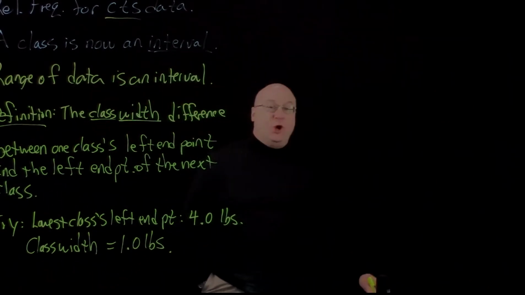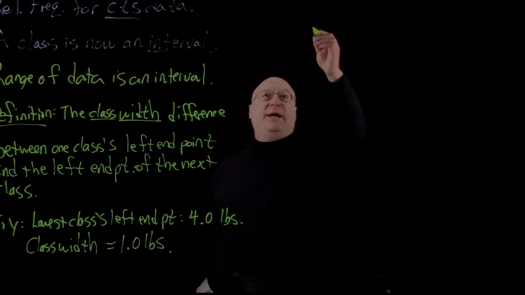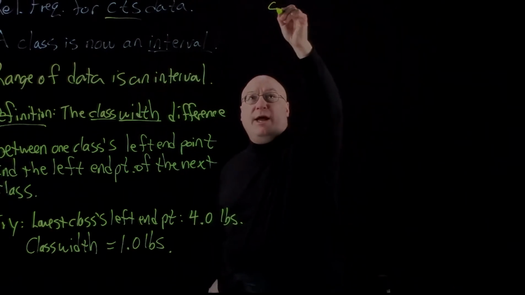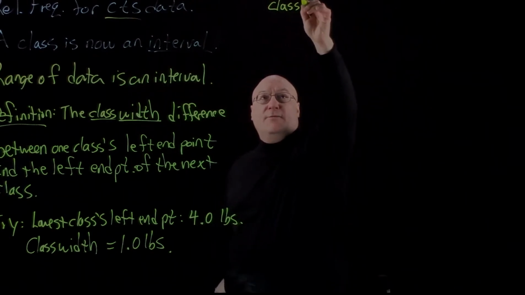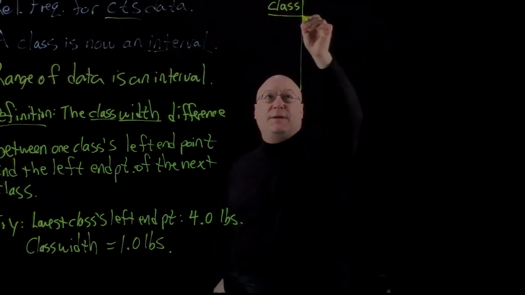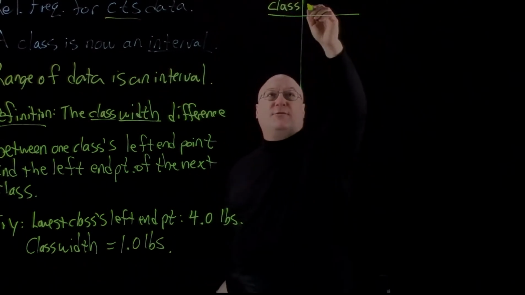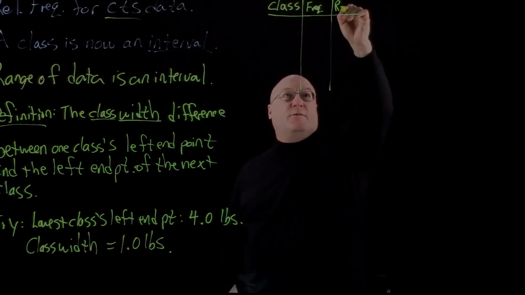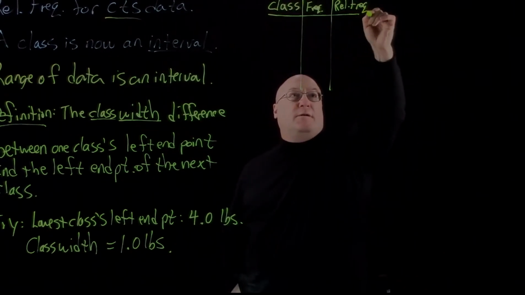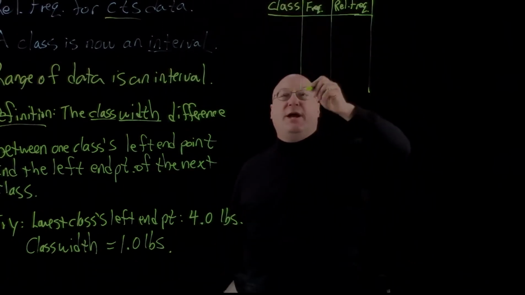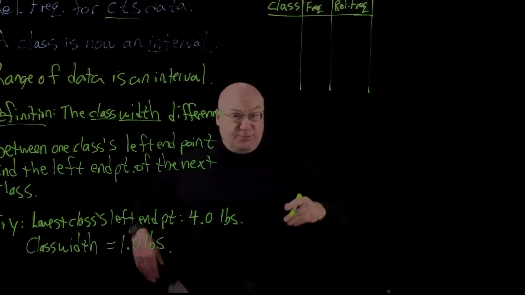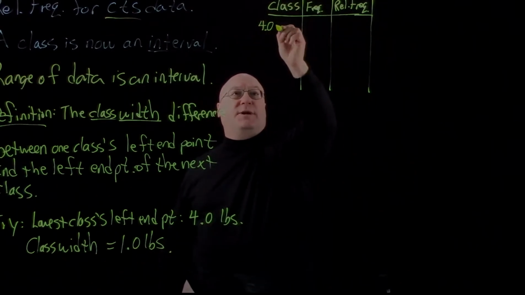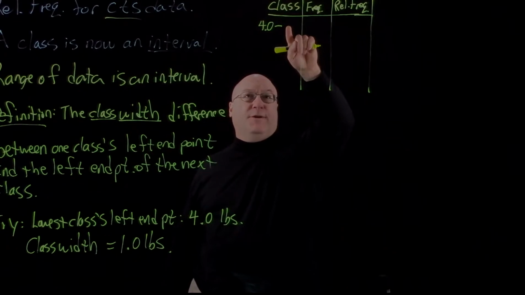So when I go to draw my relative frequency chart, I will have a column for my classes, and then I'll do my frequencies, and then I'll do my relative frequencies. The class is going to be an interval of values, so it's going to start at 4.0 and go up to some number here. What number goes there?